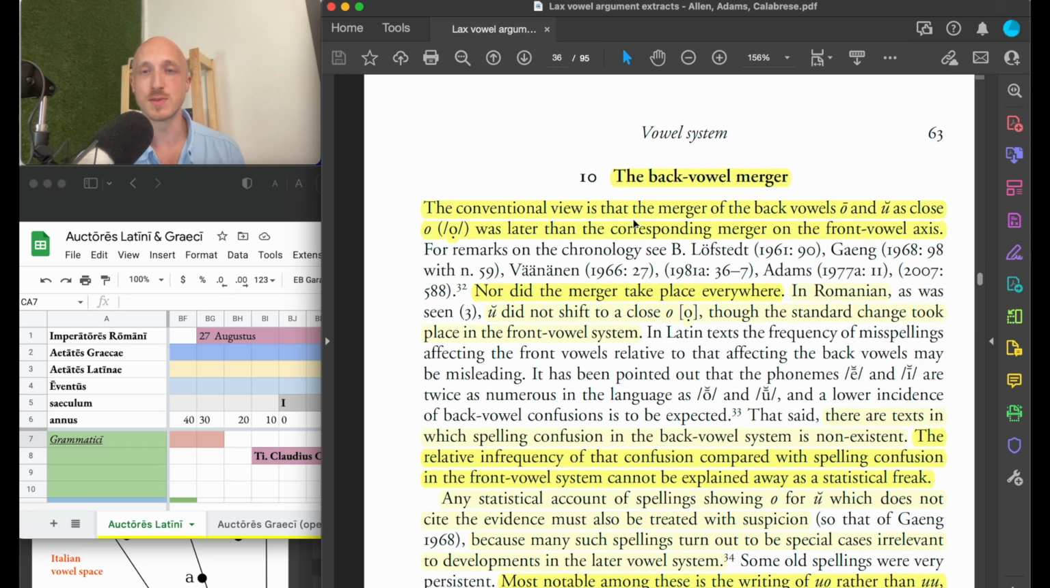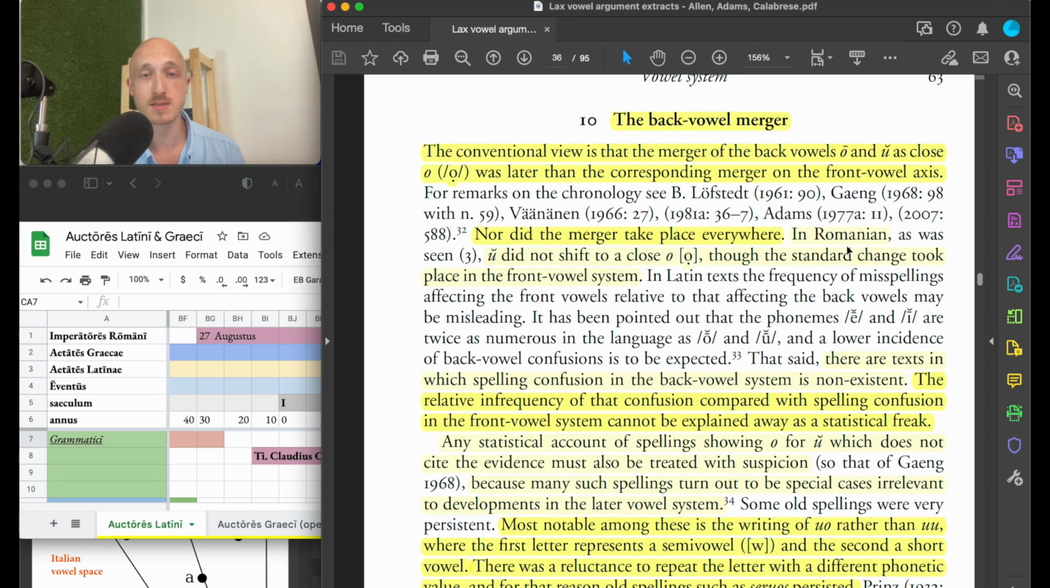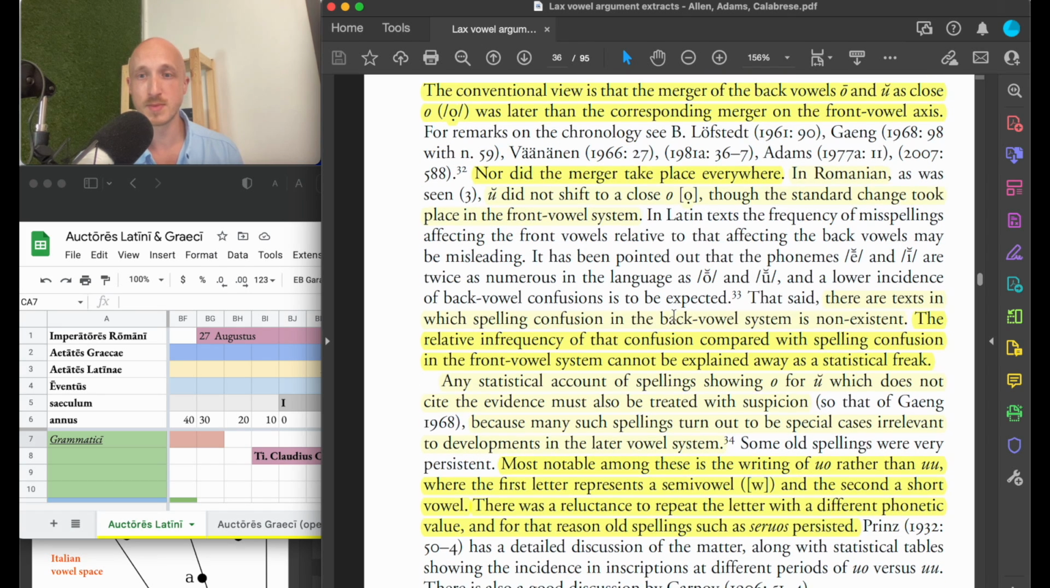The conventional view is that the merger of the back vowels O and U as close U was later than the corresponding merger of the front vowel axis. And of course, I sustain this if it's going to go about proving it. Nor did the merger take place everywhere. In Romanian, as was seen, U did not shift to a close U, though the standard change took place in the front vowel system, as we just covered.